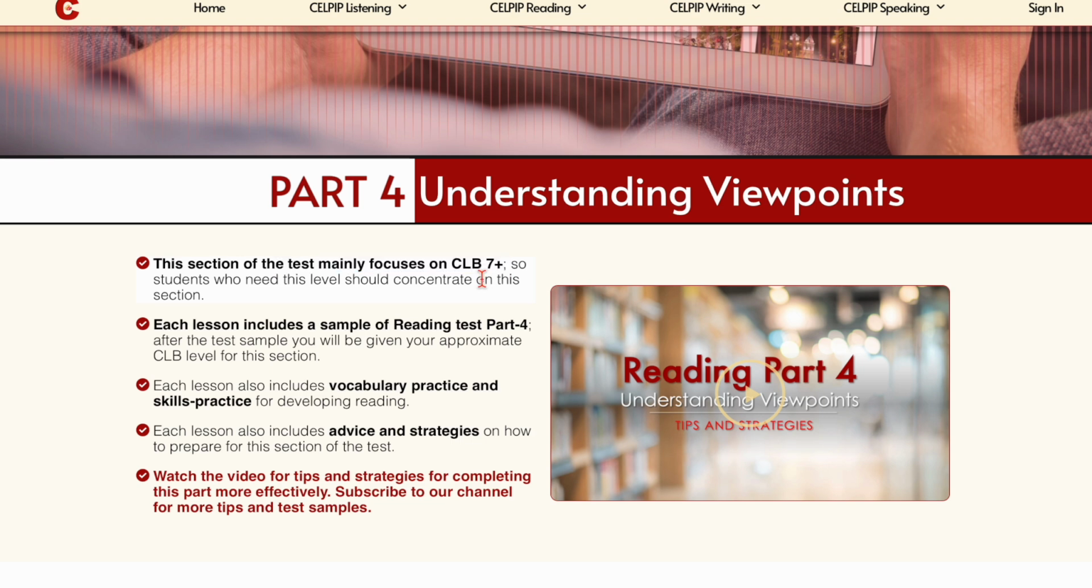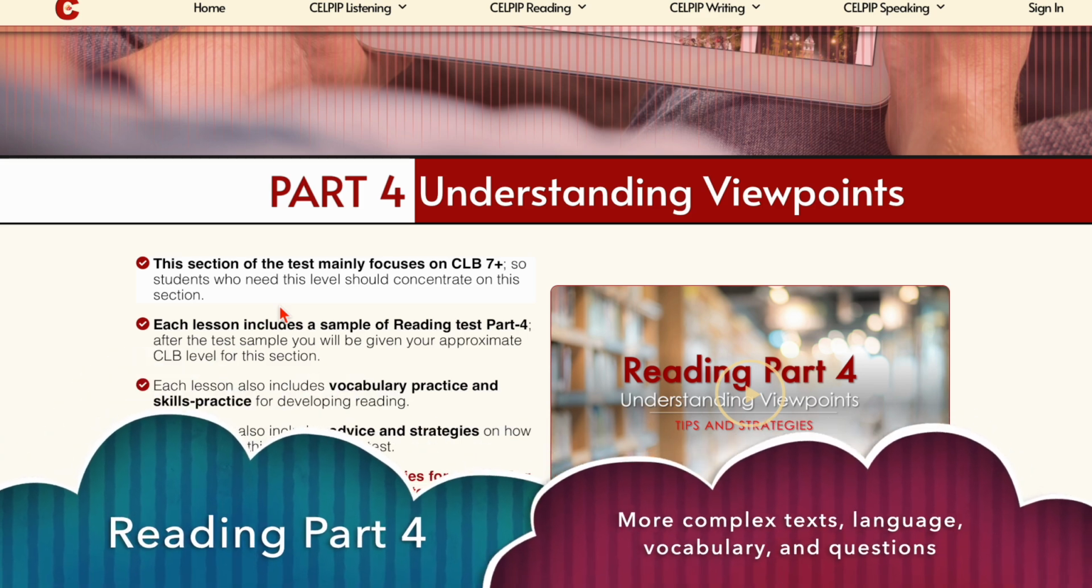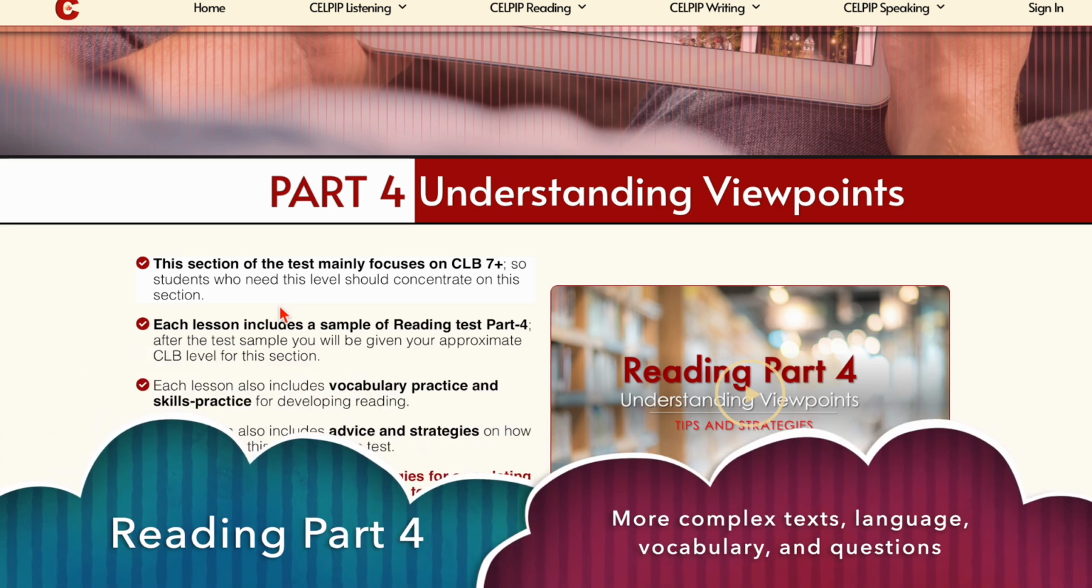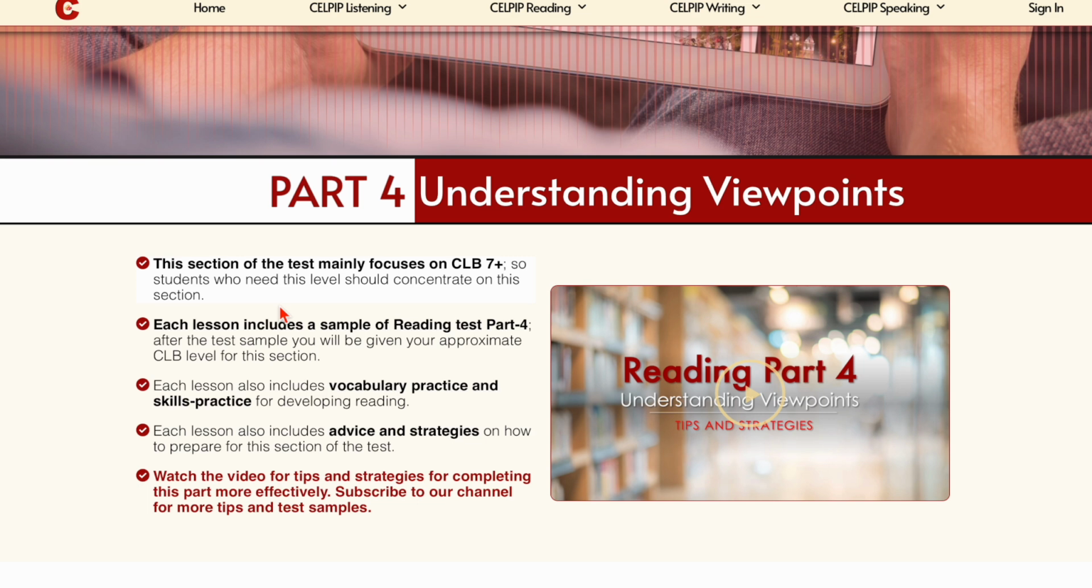Okay, Reading Parts 1 and 2, those parts are very easy, and usually level 7 or higher, they get everything correct in Parts 1 and 2. But in Part 4, it will be more complicated. That's because the reading texts will be more complicated with higher level English expression and vocabulary, and the questions will also be more difficult to answer. So higher levels should do well and get more points in Part 4.